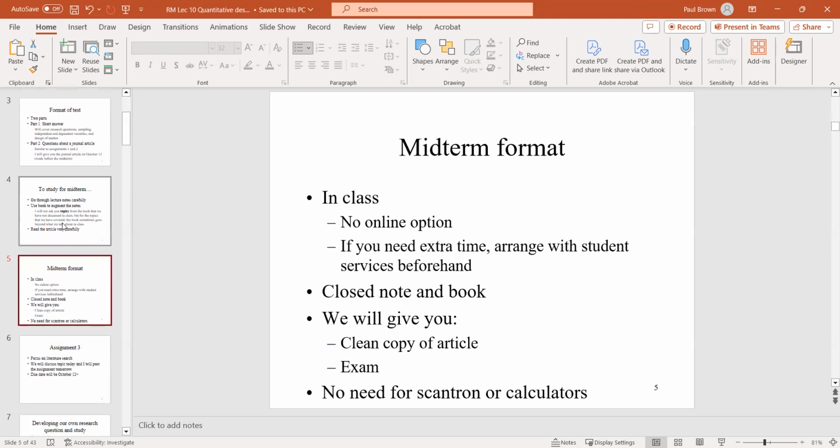You come into the exam, and it's no online, just in person. You don't need to bring any calculator. There'll be no math type things, and then I'll give you a fresh copy of the article and the exam. And then you'll be ready to go from there. Any questions?